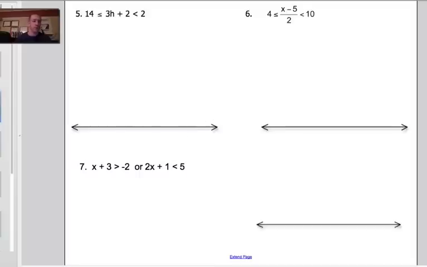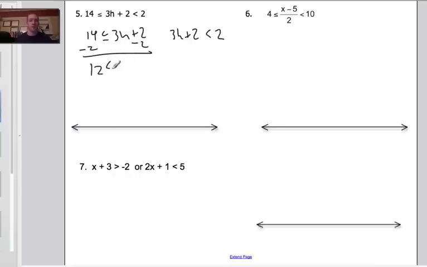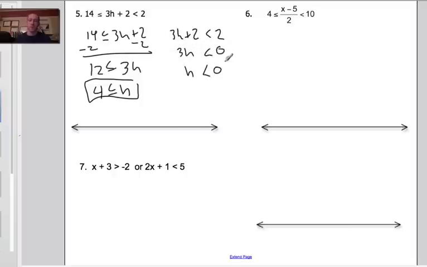Alright, and 3 more examples and then you try. So we split this up and we get 14 less than or equal to 3h plus 2. 3h plus 2 is less than 2. So subtract 2 from both sides, and we get 12 is less than or equal to 3h. Divide both sides by 3, we get 4 is less than or equal to h. And then here, minus 2, we get 3h is less than 0. Here we divide by 3, and we get h is less than 0.